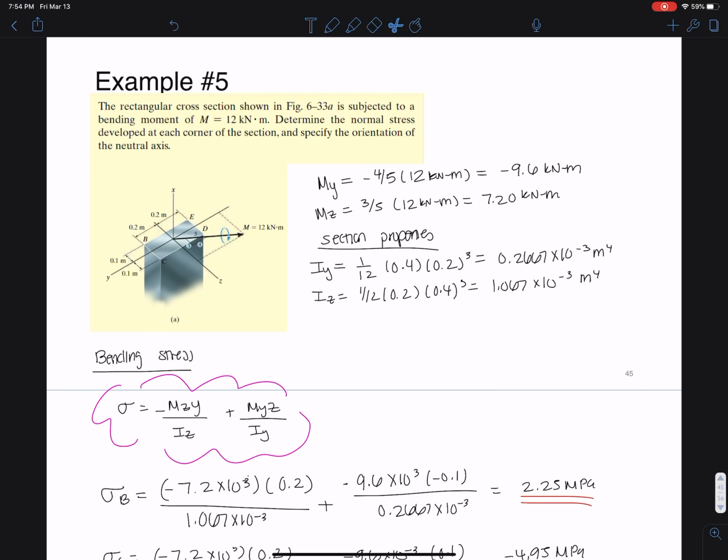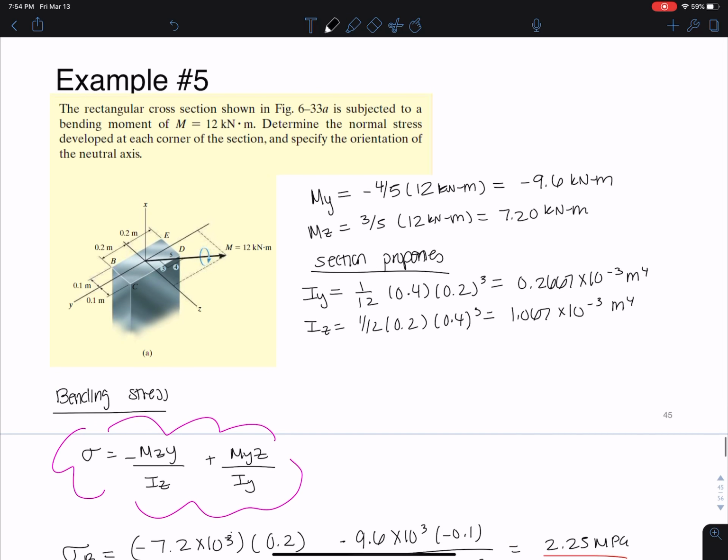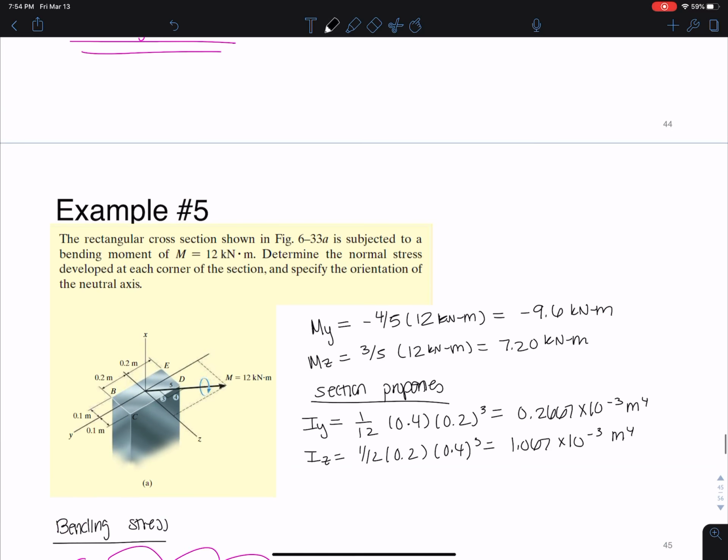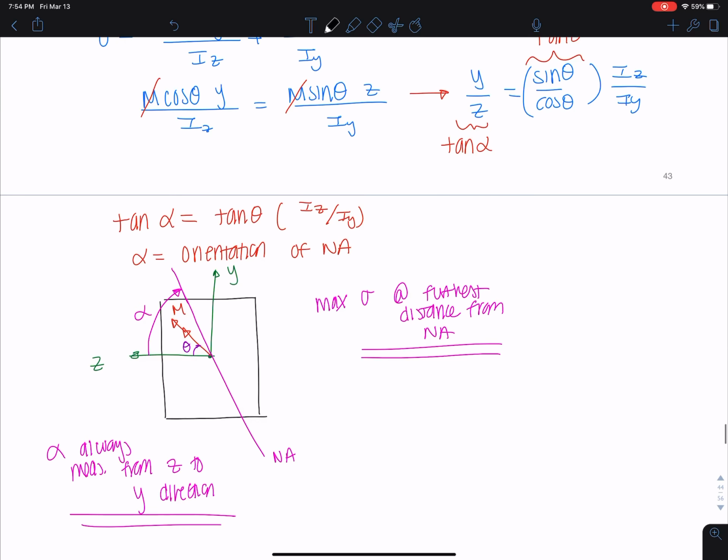All right, so in order to save some time, I went ahead and already solved this problem out, and I'm just gonna walk you guys through it now. So basically what's happening is we have this rectangular cross section of a beam that's shown. And I'm gonna scroll up so you can see what we did here in the last video.